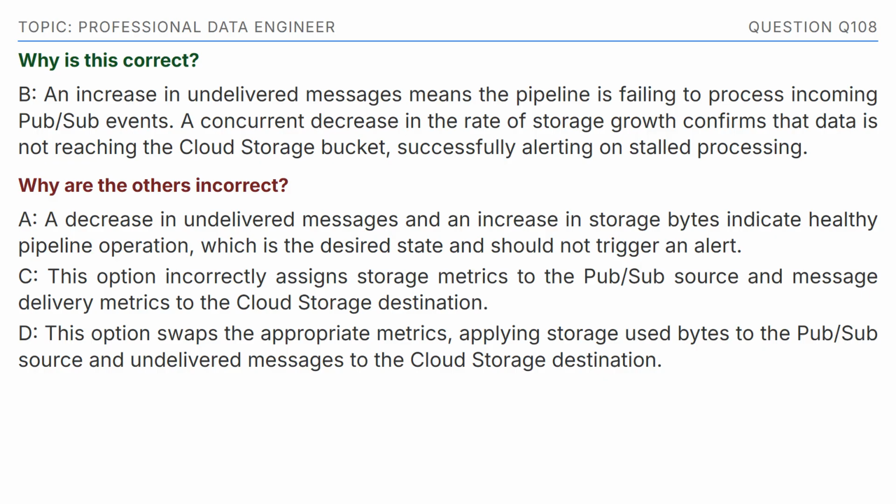A. A decrease in undelivered messages and an increase in storage bytes indicate healthy pipeline operation, which is the desired state and should not trigger an alert. C. This option incorrectly assigns storage metrics to the Pub/Sub source and message delivery metrics to the Cloud Storage destination. D. This option swaps the appropriate metrics, applying storage used bytes to the Pub/Sub source and undelivered messages to the Cloud Storage destination.